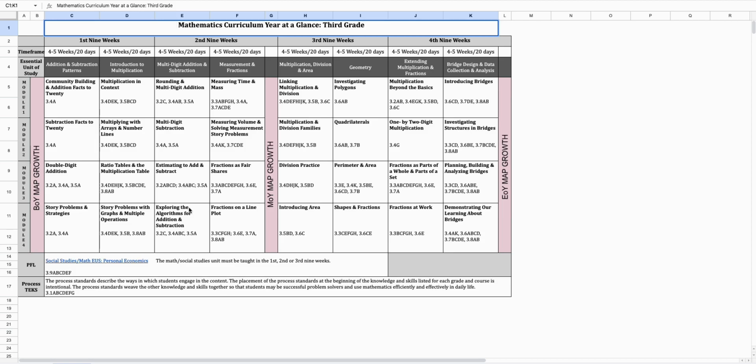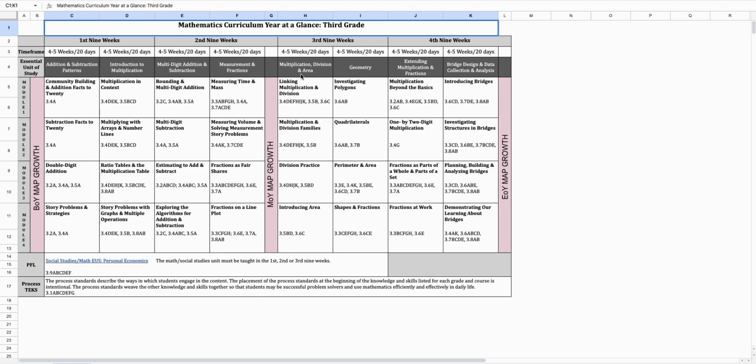Algorithms for addition and subtraction will go in the second 9 weeks. Measurement and fractions will definitely be a thing. We will start introducing them to some fractions and measurements. And the third 9 weeks and the fourth 9 weeks are usually where the testing period comes, where we put more tests and stuff.